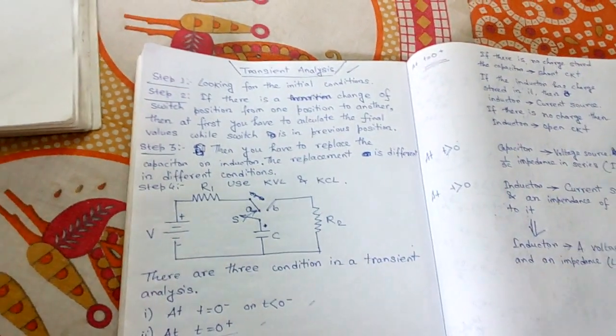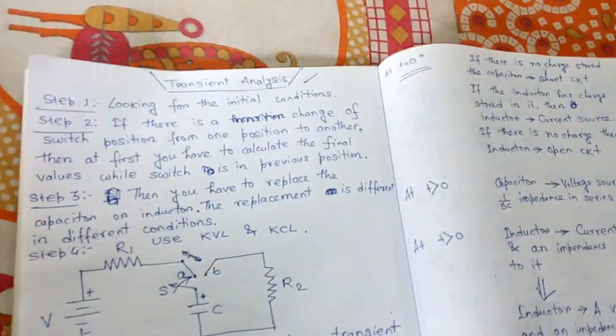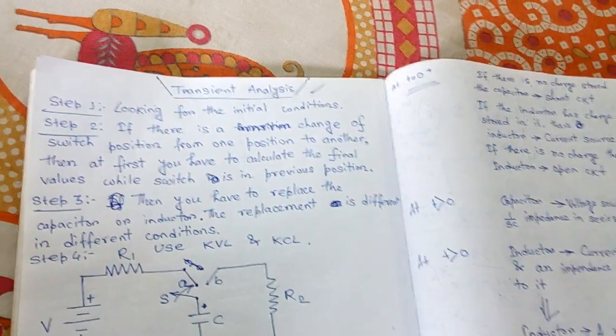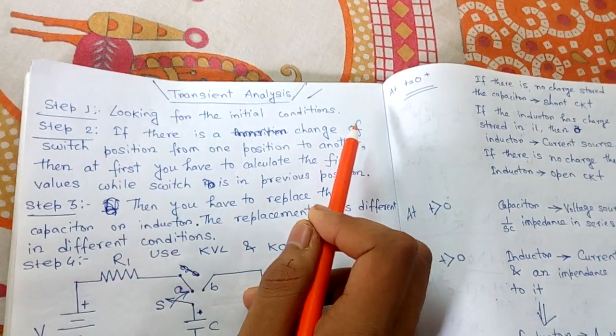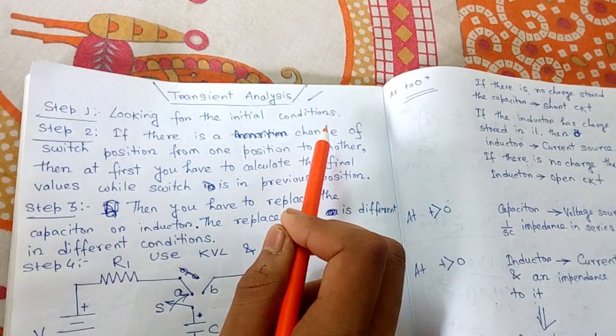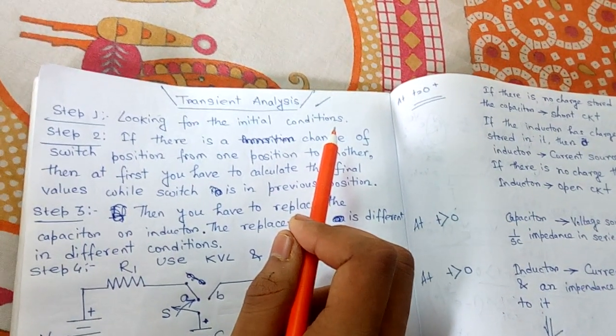Now, what are the steps to solve any transient problem? I think if you follow these steps, you will solve it very easily. Step 1, looking for the initial conditions. In the question you have to look at whether initial conditions are given or not.